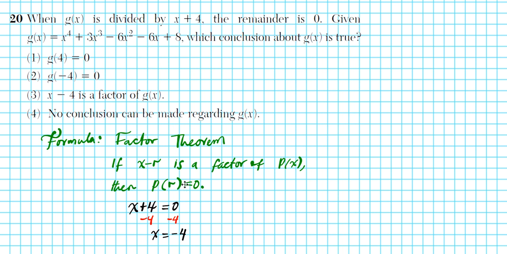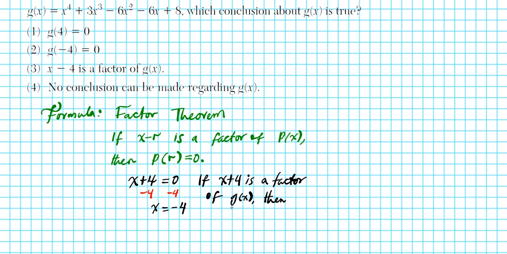Let's go ahead and apply the factor theorem here. If x plus 4 is a factor of g, then g of the related root of that factor, g of negative 4, not 4, is equal to 0. So the correct answer is option number 2.